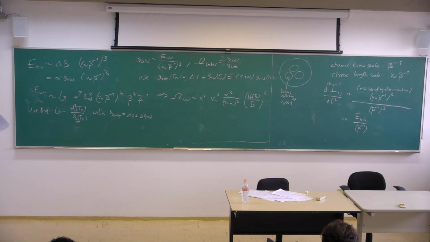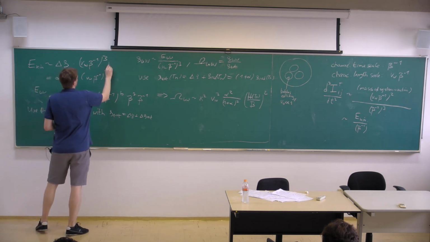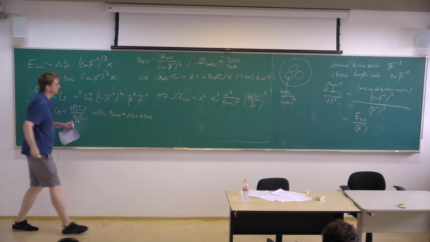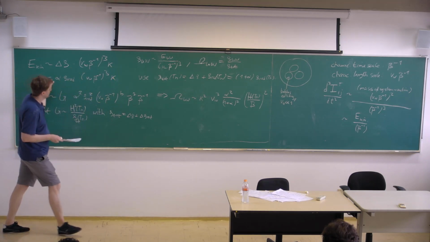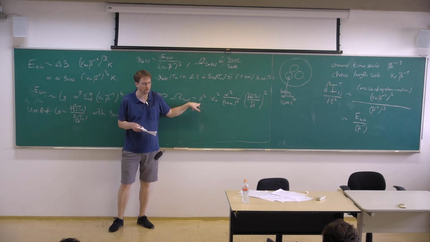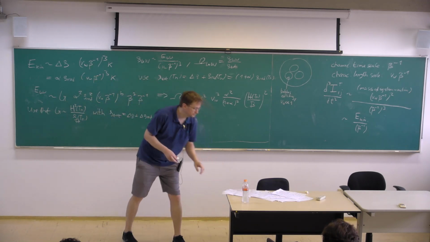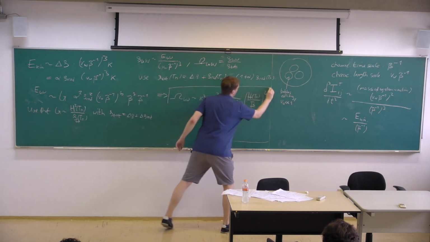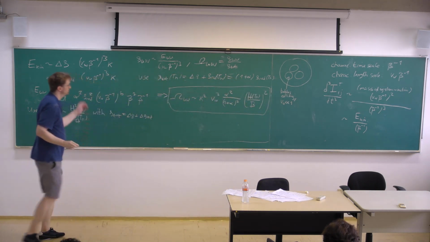What I didn't mention is that in this relation I assumed that the whole latent heat is converted into kinetic energy of the bubbles. But of course, that's not true. Usually only a fraction is converted into kinetic energy, the rest goes just into heating the plasma right away. So I have to include an efficiency factor, kappa, that takes that into account. If I pull it through, I get a kappa squared here. Okay, so that's our estimate.